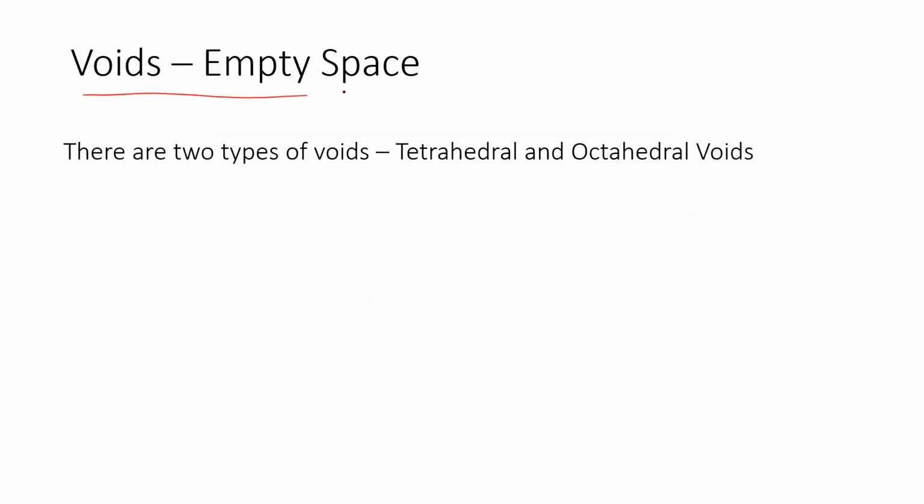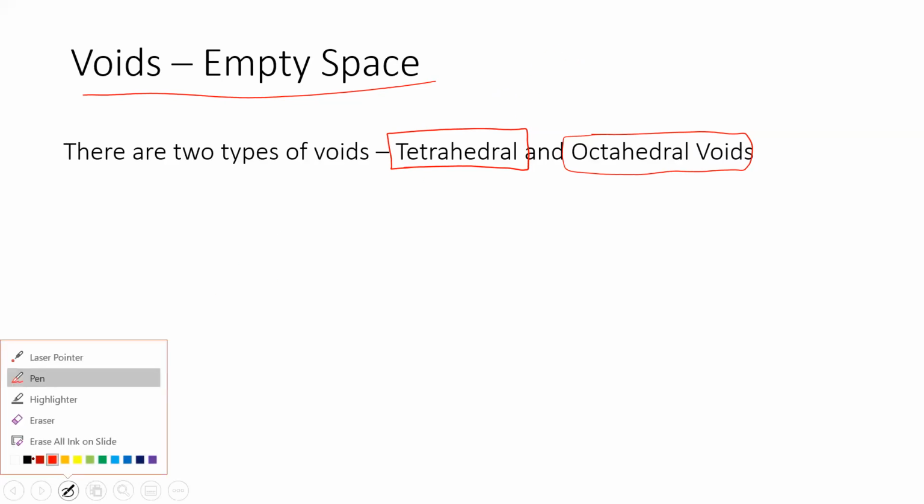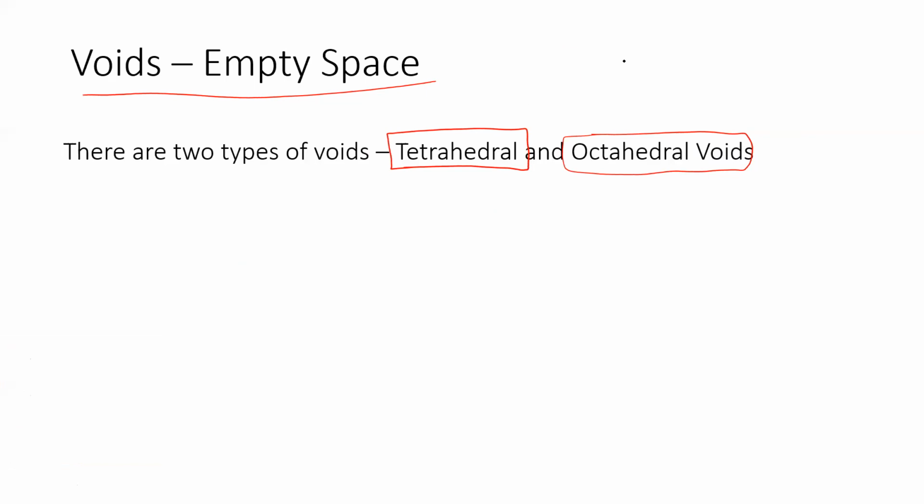What do you mean by void? Void is nothing but an empty space. Here we have two different types of voids. One is tetrahedral voids, another one is octahedral voids. Do you have any idea about these tetrahedral and octahedral voids? Say for example, do you have any idea? You can share.